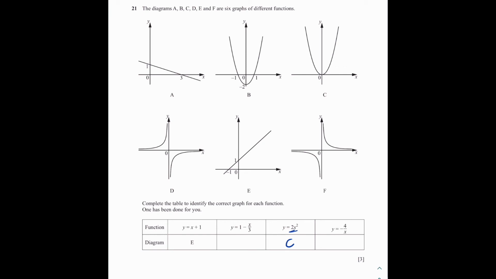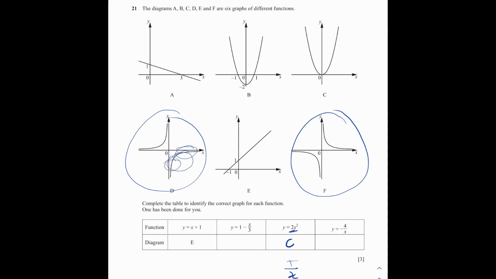Now, let's look at 4 over x. Anything over x, let's say 1 or 2 or 3 or negative 4, that's going to give you these kind of graphs. So it's either going to be D or F. Since it's negative 4 over x, it's going to be in the second quadrant and the fourth quadrant, because it has to be negative here on the y and negative here on the x. So it has to be D for this one, right here.